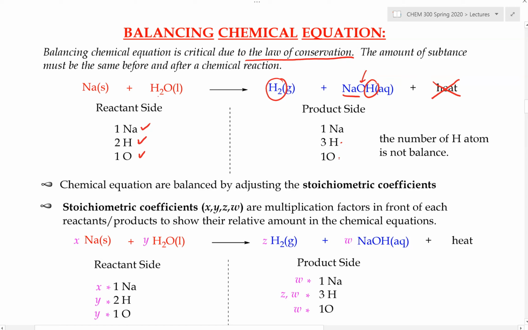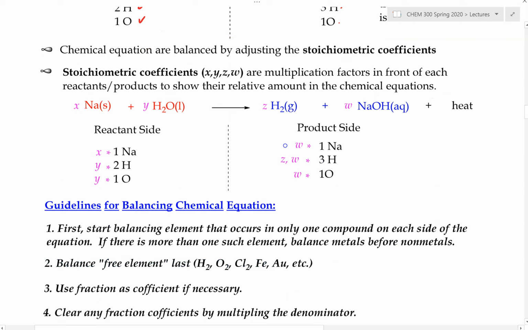So now when we compare the reactant and the product side, the amount of sodium remains the same. The amount of oxygen remains the same. However, the amount of hydrogen is not the same. We have 2 hydrogen on the reactant side, and now we have 3 hydrogen on the product side. So you can see the hydrogen atoms are not balanced. And so that tells us we need to go ahead and balance this equation.